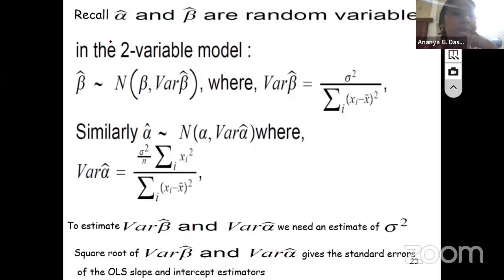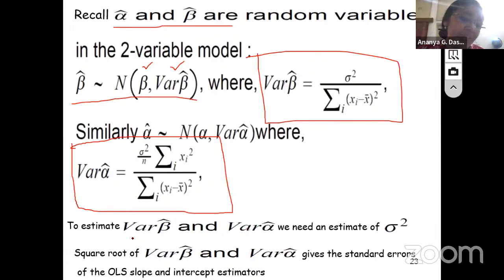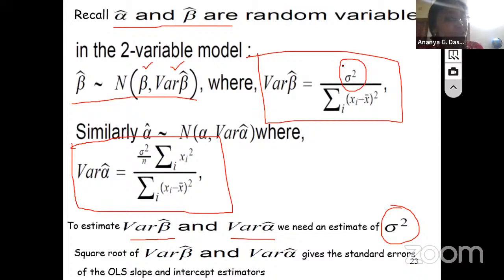So basically alpha hat and beta hat being random variables, they have these distributions. Beta hat is distributed normally with mean beta and variance var beta hat, where var beta hat has this particular formula. Okay, and var alpha hat has this particular formula. I'm just showing you the formula to tell you that you estimate the variance of beta hat and the variance of alpha hat by getting an estimate of sigma square. The sigma square is the variance of your errors.